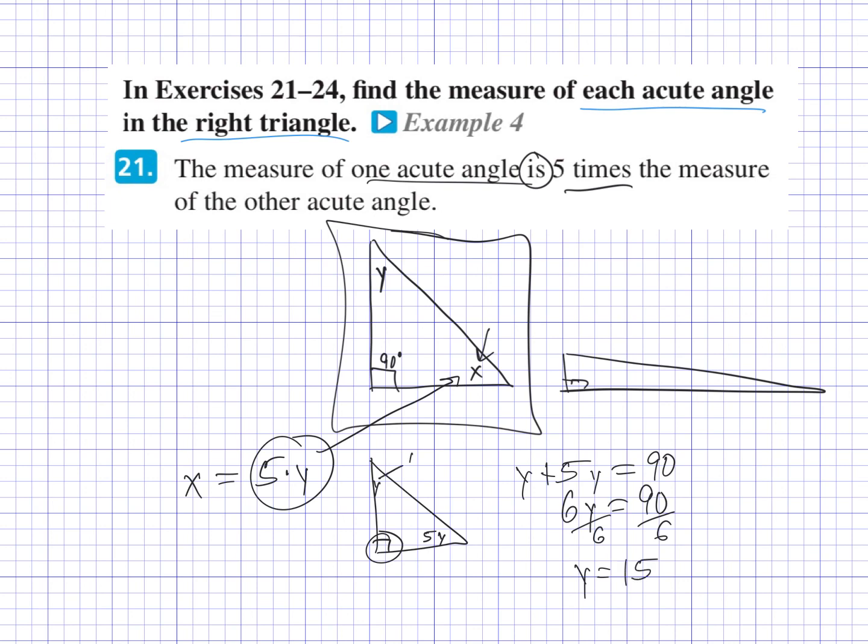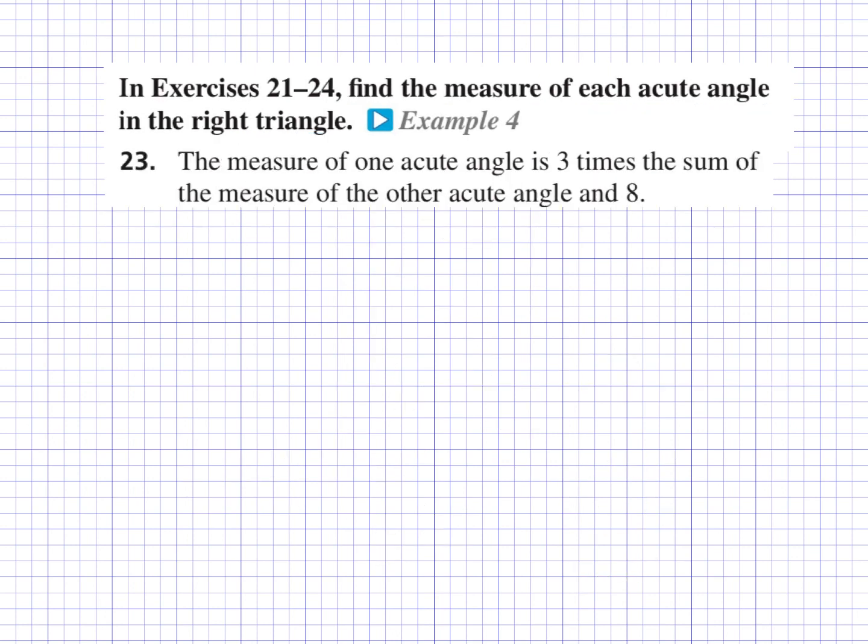Okay, so this one is 15 degrees, and 5 times 15 is 75 degrees. And 75 is 5 times 15. Okay? Another one, the measure of one acute angle. Again, we have a right triangle. So I'm just going to draw a generic right triangle.